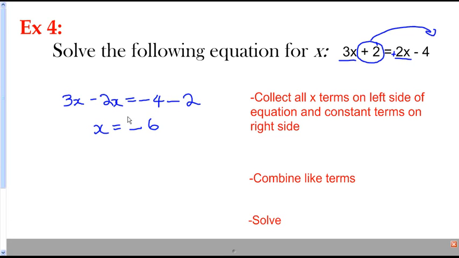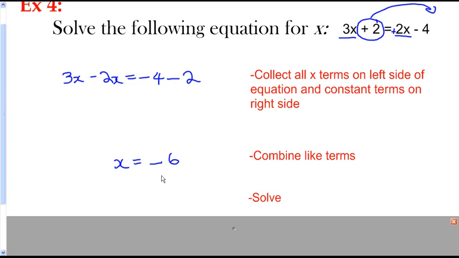Sorry, that should be this step here, down in the collect like terms part, and then we solve. Oops, jumped a little bit too far there. Okay, and actually that is my solution. So the final answer then is x equals negative 6. Apologize for the shaky handwriting there.